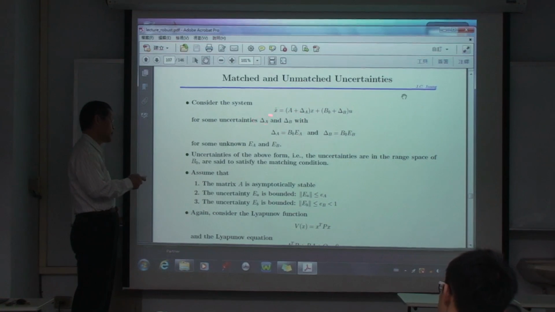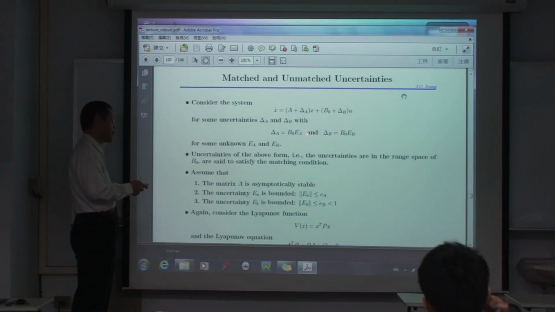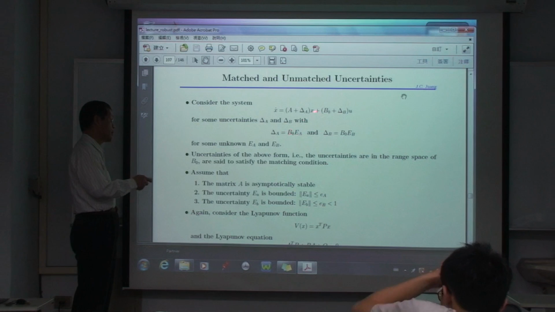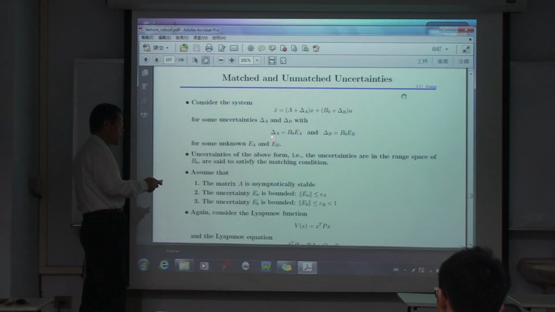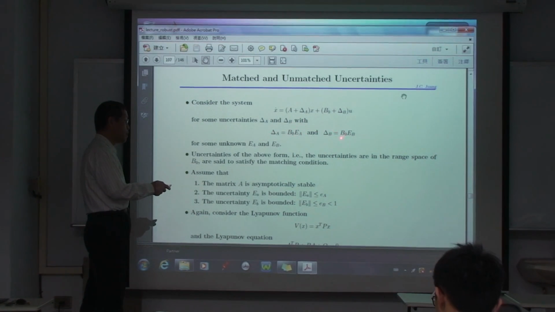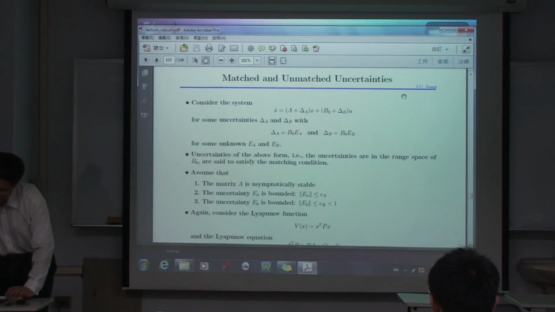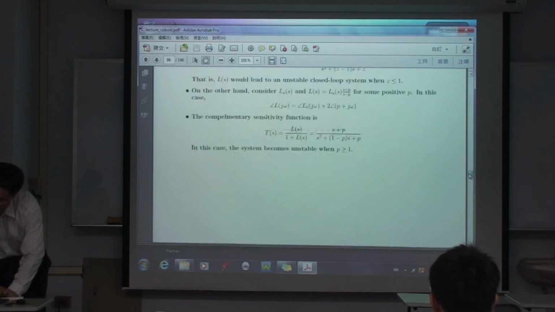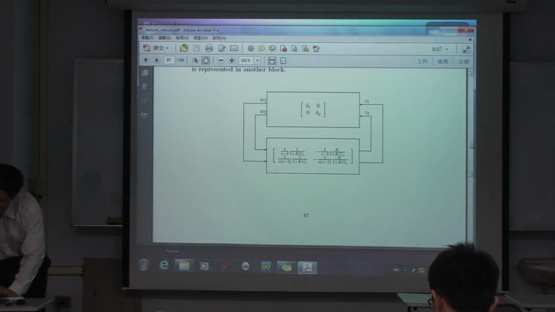And suppose these two uncertainties satisfy this kind of constraint. Okay, so this is an assumption. That means with this constraint, delta A can be modeled as B0 multiplied by EA. Delta B can be modeled as B0 multiplied by EB. EA and EB are unknown, but B0 is known to us. So the uncertainty in this sense is constrained to be in a subspace of B0. Okay. If you prefer, this is the uncertainty that we have briefly mentioned, although I didn't talk too much about it.